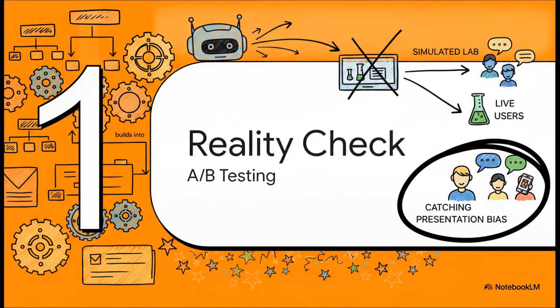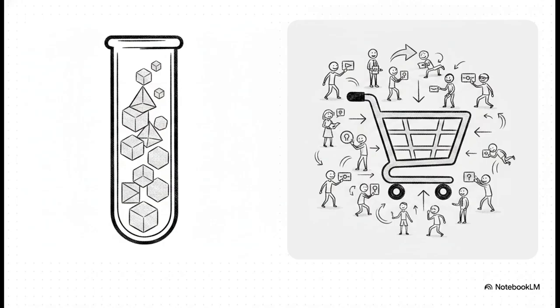Section 1. Reality check. A/B testing. To really catch presentation bias in action, developers have to take their AI out of the simulated lab environment. Because look, you can run offline simulations all day long, and your model might boast flawless theoretical performance because it perfectly memorized past user behavior. But out in the real world, you absolutely need an A/B test. An A/B test randomly assigns live users to different ranking models, just to see which one actually drives business outcomes, like real purchases on an e-commerce site. The real world is always the ultimate validator.